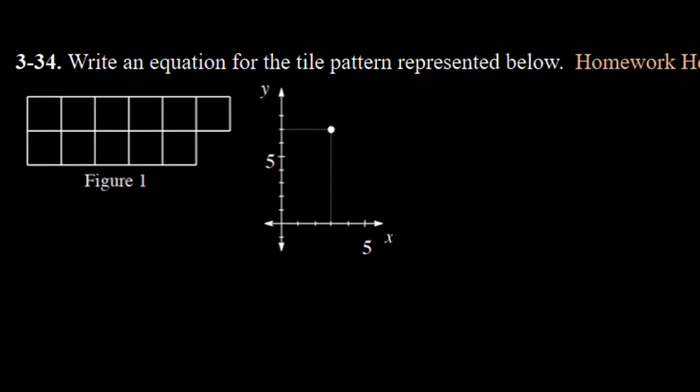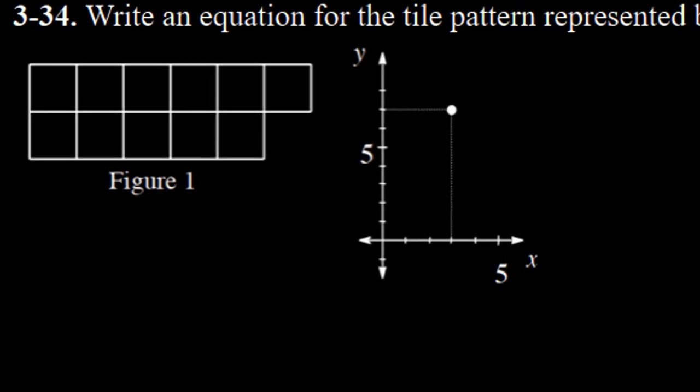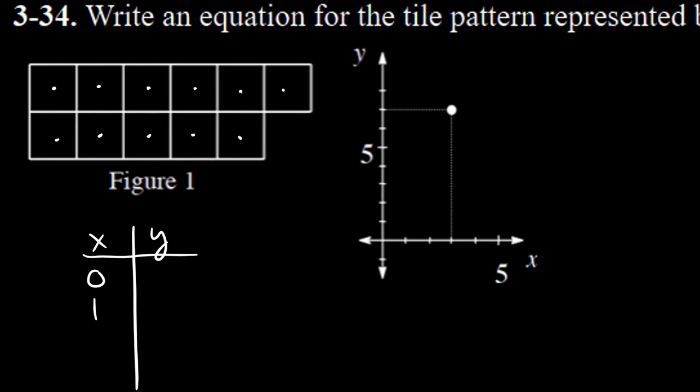It says write an equation for the tile pattern represented below. This is phenomenal. I love this because part of me is like, what tile pattern? There's nothing here, except there is something here. They're just using a couple different representations. So if I was to look at this and create a table of values, I might say, okay, x is the figure, y is the number of tiles. When figure 0, I don't know. Figure 1, I see it's got 1, 2, 3, 4, 5, 6, 7, 8, 9, 10, 11 tiles.